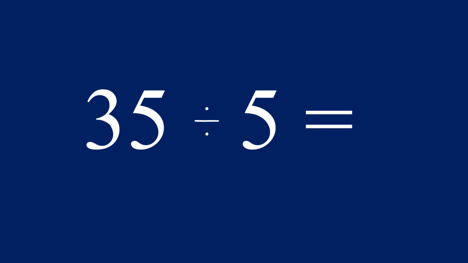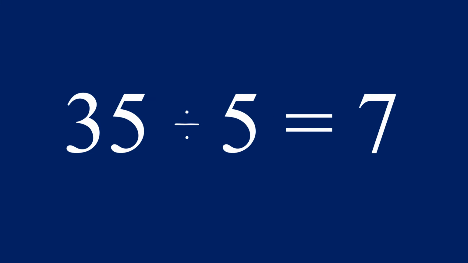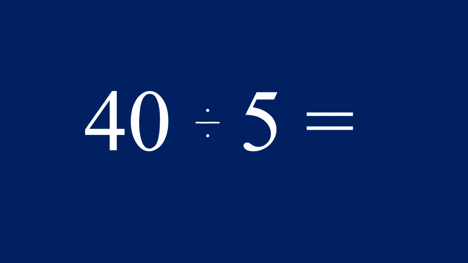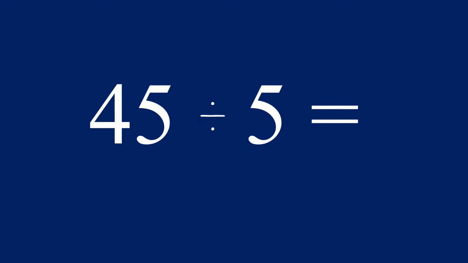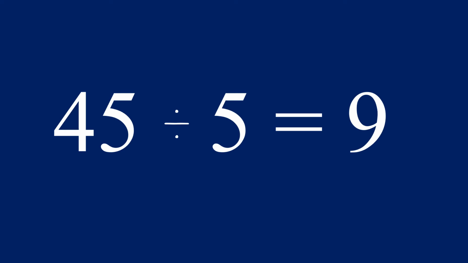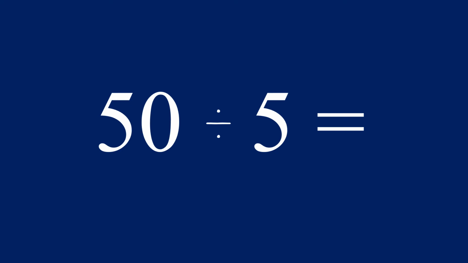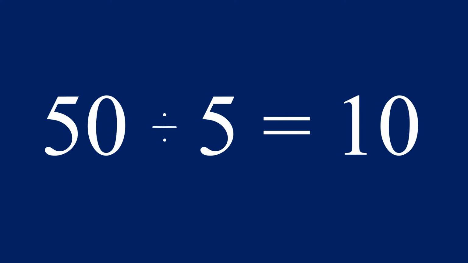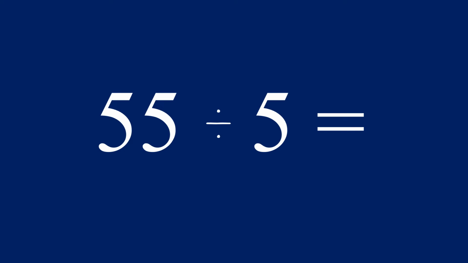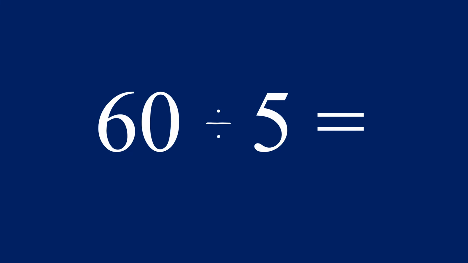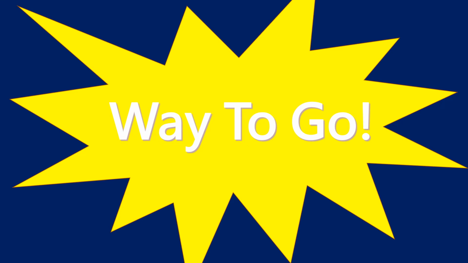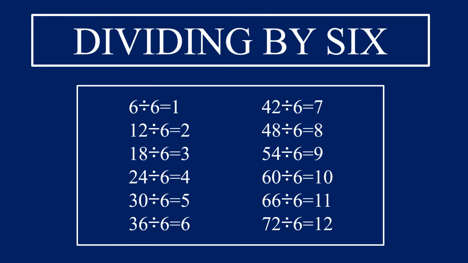35 divided by 5 equals 7. 40 divided by 5 equals 8. 45 divided by 5 equals 9. 50 divided by 5 equals 10. 55 divided by 5 equals 11. And 60 divided by 5 equals 12. Way to go! Alright, now let's practice dividing by the number 6.